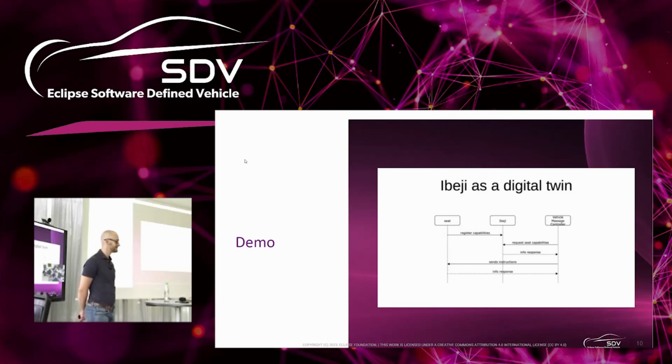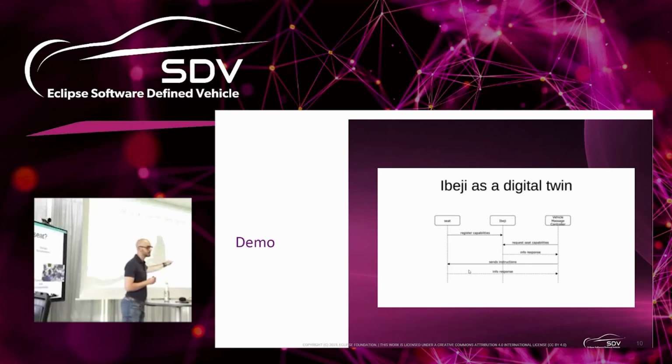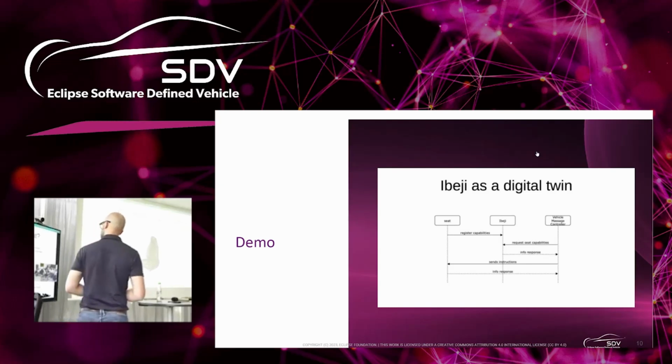Okay, I'll hand it back to you, Hans. Thanks. And what we can observe now in a few seconds is the interaction between Ibeji, a provider, and the consumer, where the consumer is a vehicle massage controller, which we saw here on the right side. The provider is the actual massage seat. But Christian, then over to you.